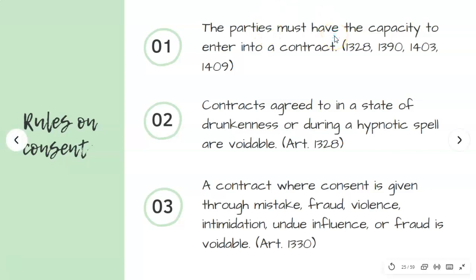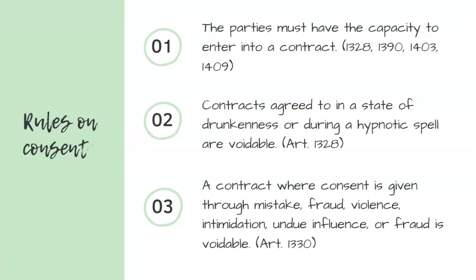One, minority. Minority is defined as the state of a person who is under the age of legal majority, and a minor is a person below 18 years of age, since majority commences upon attaining the age of 18 years. What would happen if he entered into a contract? A contract entered into by a minor is not void, take note, but merely voidable.